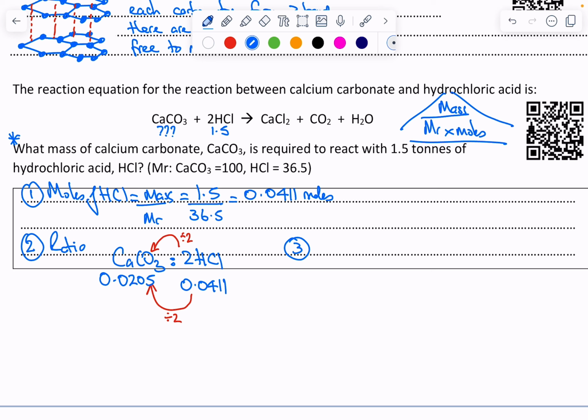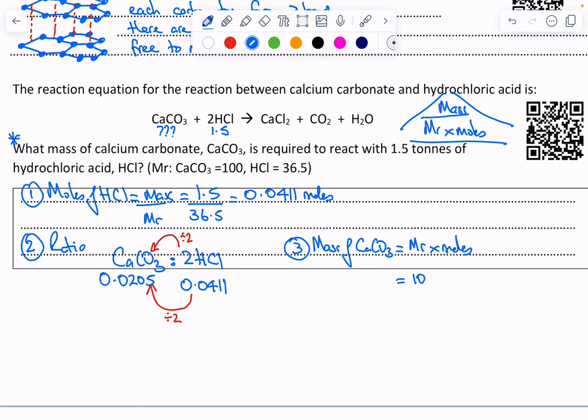The final step is to take this many moles of calcium carbonate and convert it into mass. So I'm trying to find the mass. The mass is Mr times moles. So let's just give this final step a title. So it's the mass of calcium carbonate, which is Mr times by the moles.